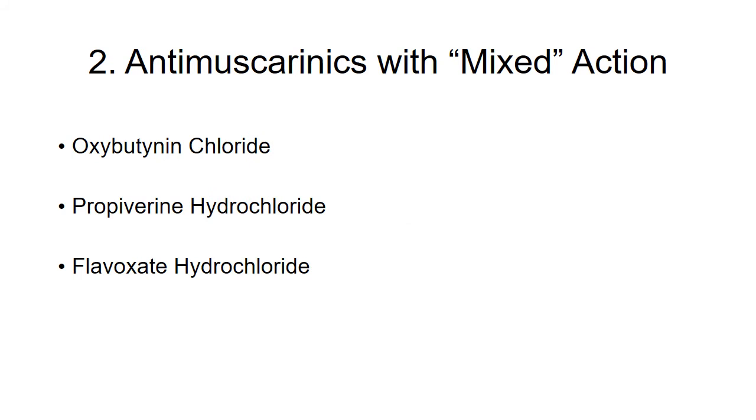The next is antimuscarinics with mixed actions. That is, as I have already said, these drugs will be having more than one action. First one is oxybutynin. Oxybutynin has got antimuscarinic action, skeletal muscle relaxation effect, and local anesthetic action. This local anesthetic action is useful in intravesical use. Second one is propiverine hydrochloride, which has got antimuscarinic and calcium antagonist action. Dose is 30 milligram daily or 15 milligram TDS.